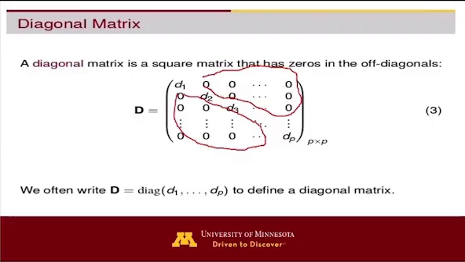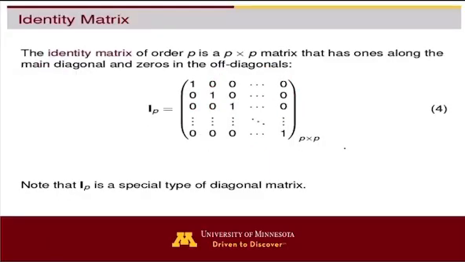So when we talk about a diagonal matrix, we're saying that in the off diagonal, all elements are zeros, but in the diagonal, at least one element is non-zero. So this is an example of a diagonal matrix.